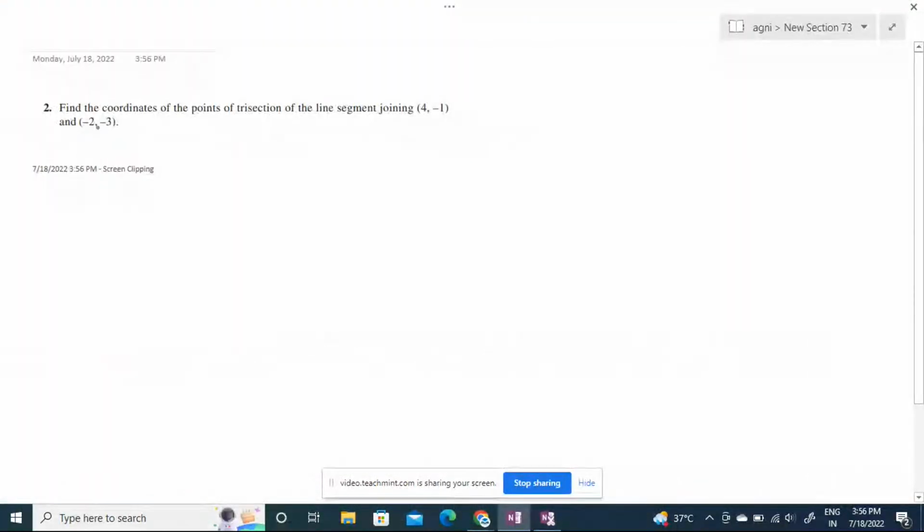Now this is question number 2 of the exercise 7.2. Find the coordinates of the point of trisection of the line segment joining this and this. That means this becomes point A, this becomes point B. But the ratio is not given to us in this question. So what is the ratio? It is given trisection. That means the line is divided in trisection.